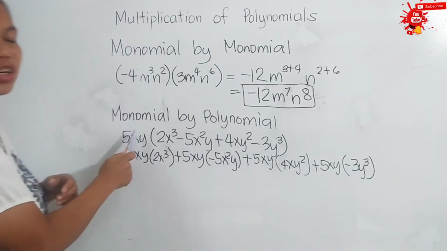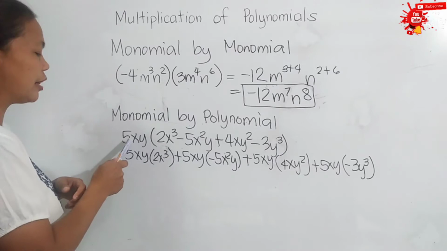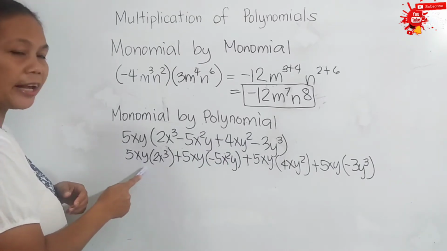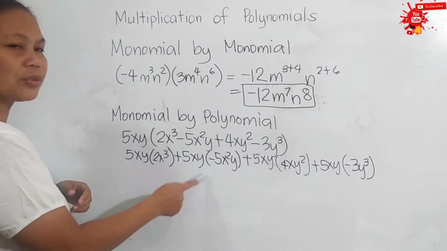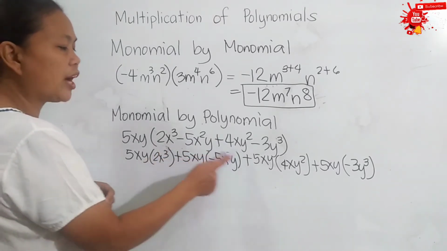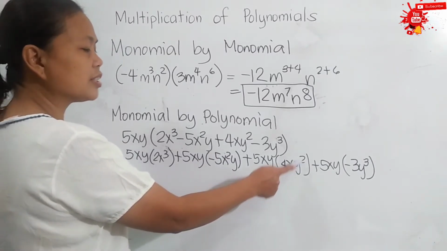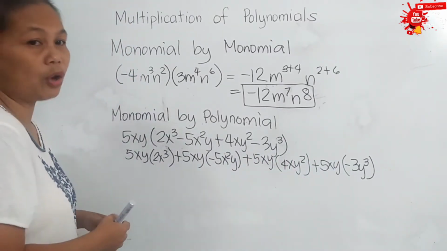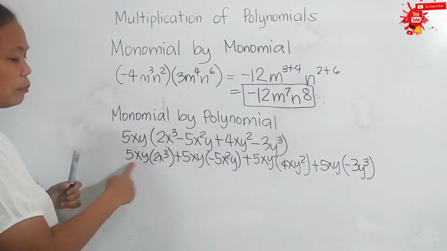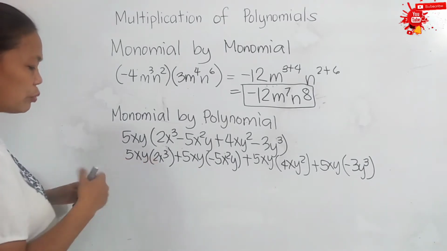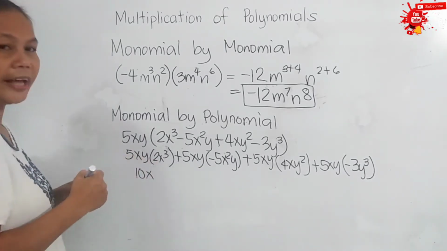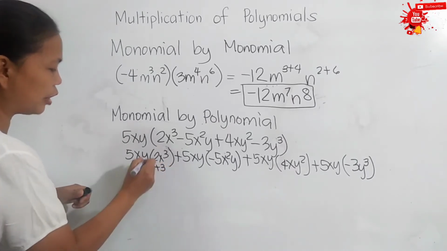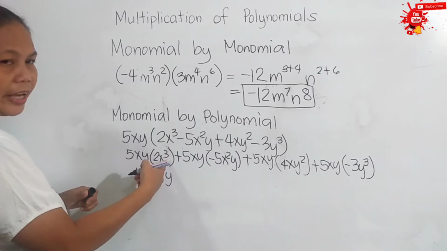So the first step in multiplication of monomial by polynomial is distributing the monomial 5xy to each term of the given polynomial. So we have 5xy times 2x cubed plus 5xy times negative 5x squared y plus 5xy times positive 4xy squared plus 5xy times negative 3y cubed. And then we use the product's law of exponent. Again, we multiply the numerical coefficients: 5 times 2, we have 10. Then we add the exponents of the same base. So x raised to 1 plus 3. Then we just copy y because we don't have y in the second monomial.